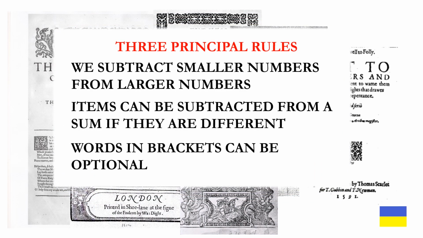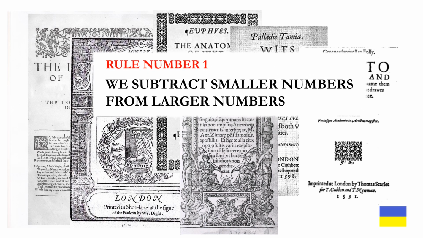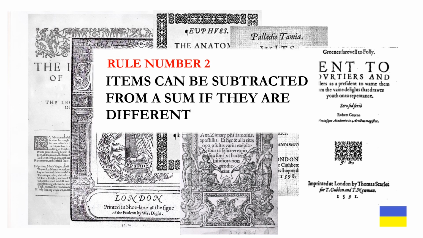There are also three principal rules to follow. We subtract smaller numbers from larger numbers. Items can be subtracted from a sum if they are different, and words in brackets can be optional. Rule number 1, you always subtract smaller numbers from larger numbers. 2, items can be subtracted from a sum if they are different.